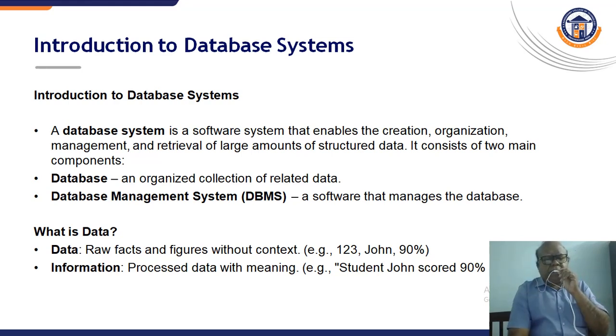So what is data? Data is a raw fact, figures without context, without meaning. 123, John, 90%. These are all the data. What is information? Processed data is the information. Example, you can see students John secured 90% in DBMS. So this is called as an information.